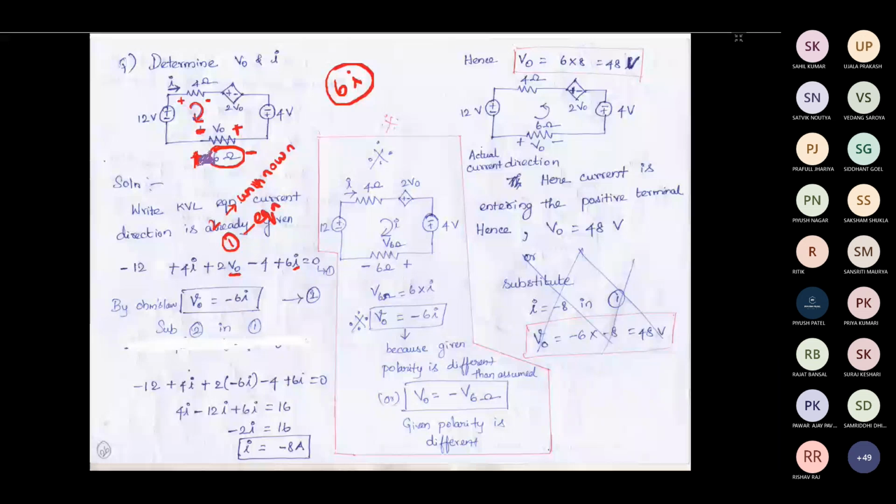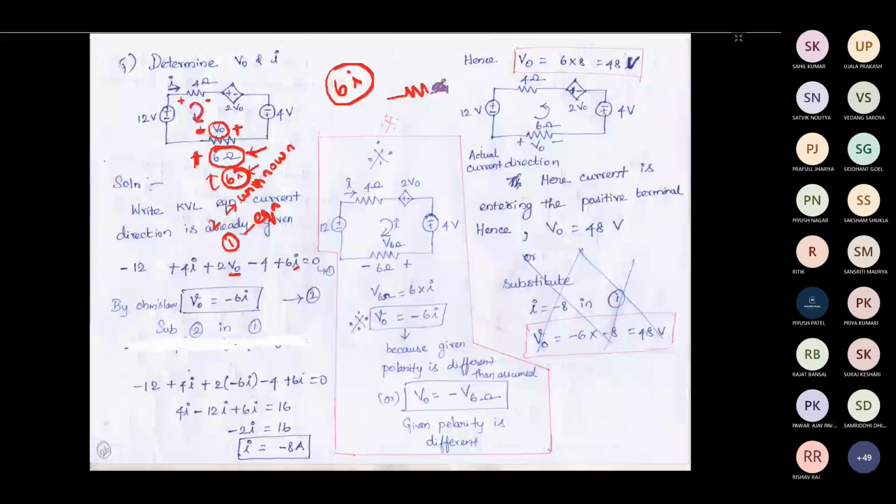Now you can consider this V naught as... actually 6 into I is the voltage drop across this resistor, right? So if you want to take V naught as it is, then you have to consider this voltage to be opposite of this actual V naught. Let me tell you again, you have a resistor, in this resistor you have 6 ohm. 6 into I is the voltage across this 6 ohm resistor.